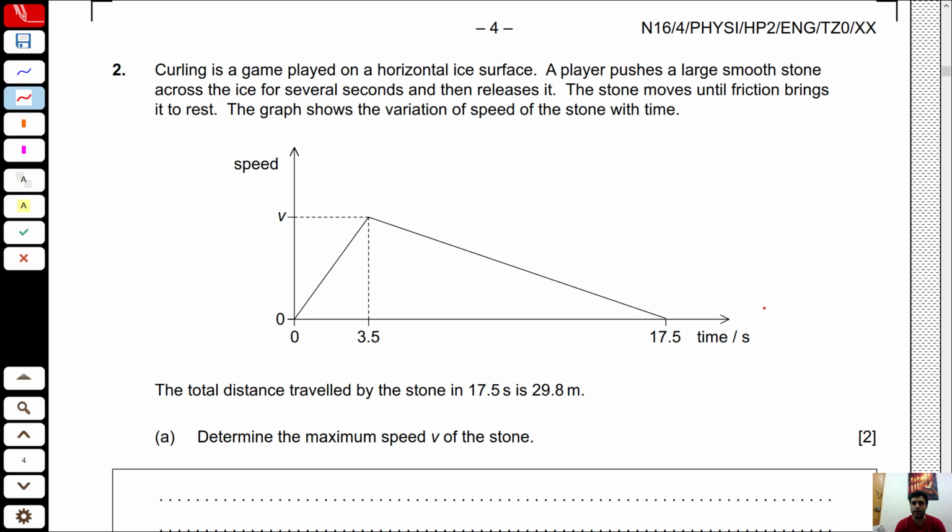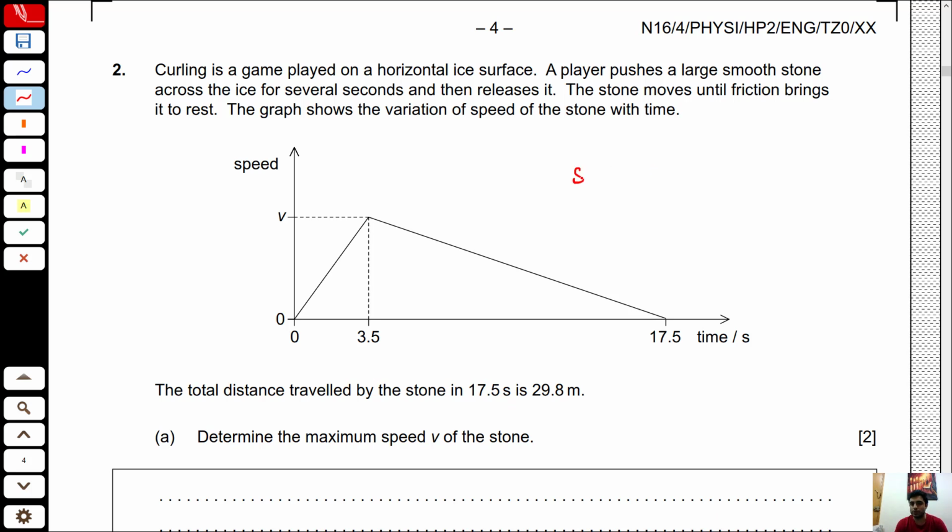So if you have a speed time graph here, as you can see, for the initial 3.5 seconds the body is accelerating at a constant rate, then it gets to the maximum velocity. From there onward, friction probably starts to hit and the body starts to decelerate at a constant rate until the final velocity becomes 0.